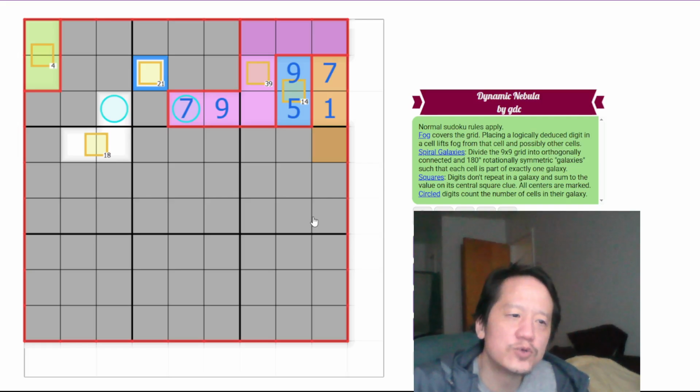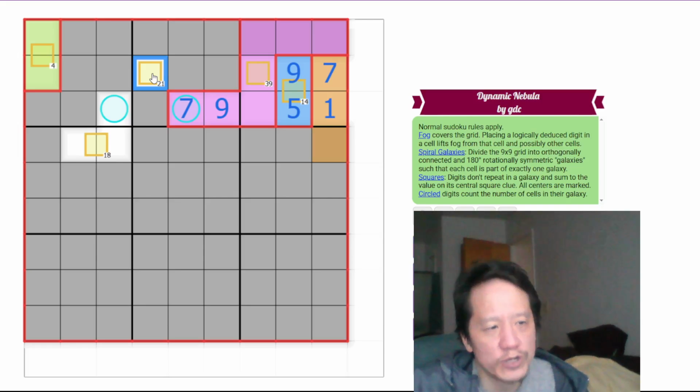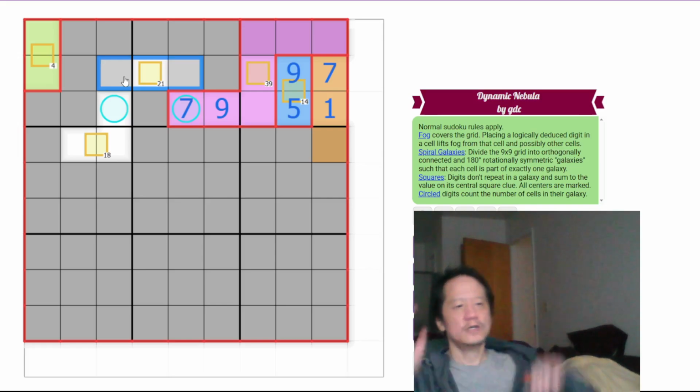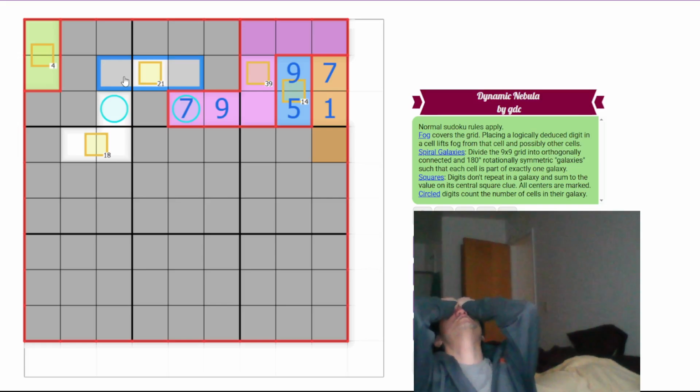It adds up to 21, which means it's at most 6 digits. And it's, no, but it can't be 6. It's the center of a galaxy. So it's at most 5 digits. It cannot be 1 digit. It could be 3 potentially. But if it were 3, I guess it could be 4, 8, and 9.